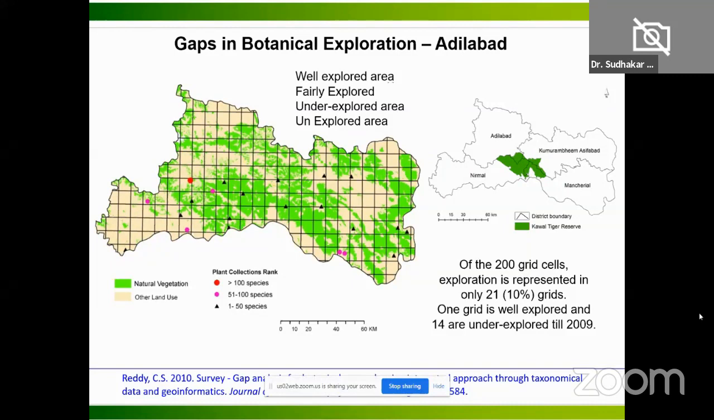Once you overlay the old district information with the new districts, we can even prioritize our efforts. For example, now Adilabad has four districts. The current Adilabad is almost unexplored or underexplored. So researchers like you have to take up the exploration in those areas to have a better accounting of the species. Similarly, Kumarambheem Asifabad is also underexplored.